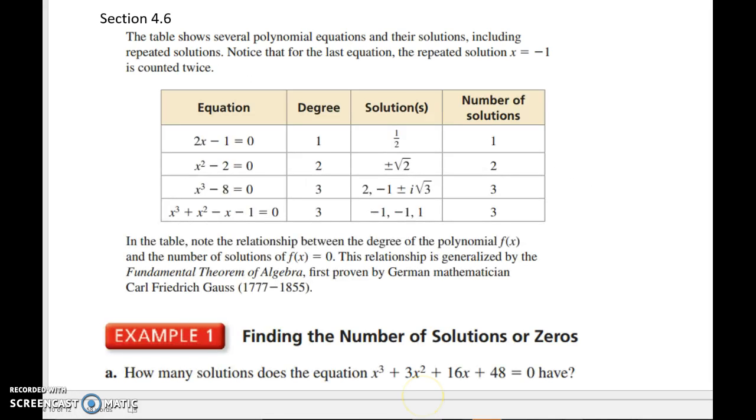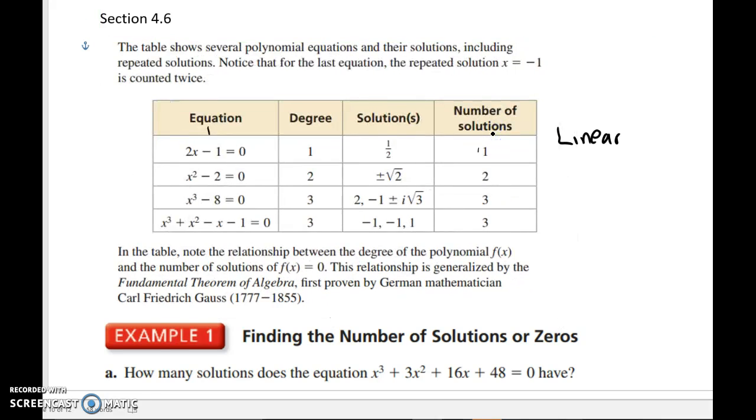In our notes you can see a table of some sample equations or polynomials. In the first one, the equation has a degree of 1, so this would be called linear. Notice a degree of 1, which is called linear, has 1 solution. The next one, we have an x squared, so we would call this a quadratic, right? And any quadratic will then have 2 solutions. You can see we have radical 2 and negative radical 2.